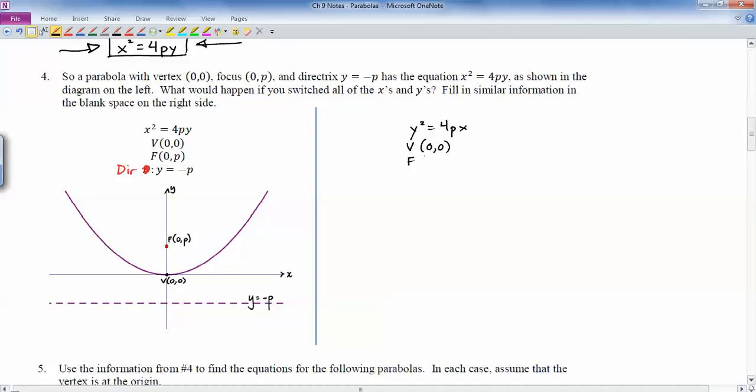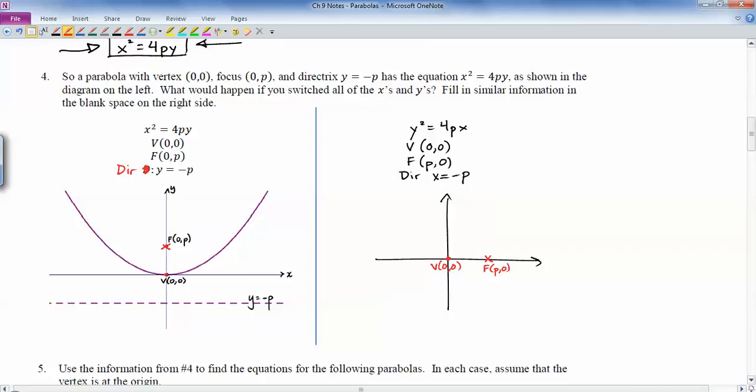The focus, instead of 0, p, if you switch x and y, you get p, 0. And then the directrix, if you switch x and y, instead of y equals negative p, you get x equals negative p. So let's draw a picture of that. We got a vertex still at 0, 0. We got a focus at p, 0. So let's say that's here. That's going to be on the x-axis somewhere. So focus is p, 0. I'll put a little x for this one too.